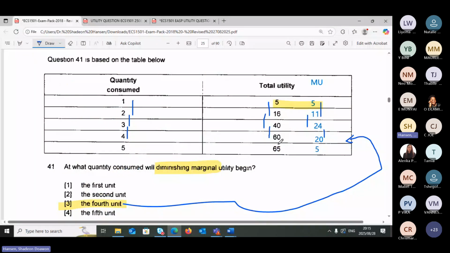Let's see if we can maybe squeeze in a few questions on production and cost theory as we move along.